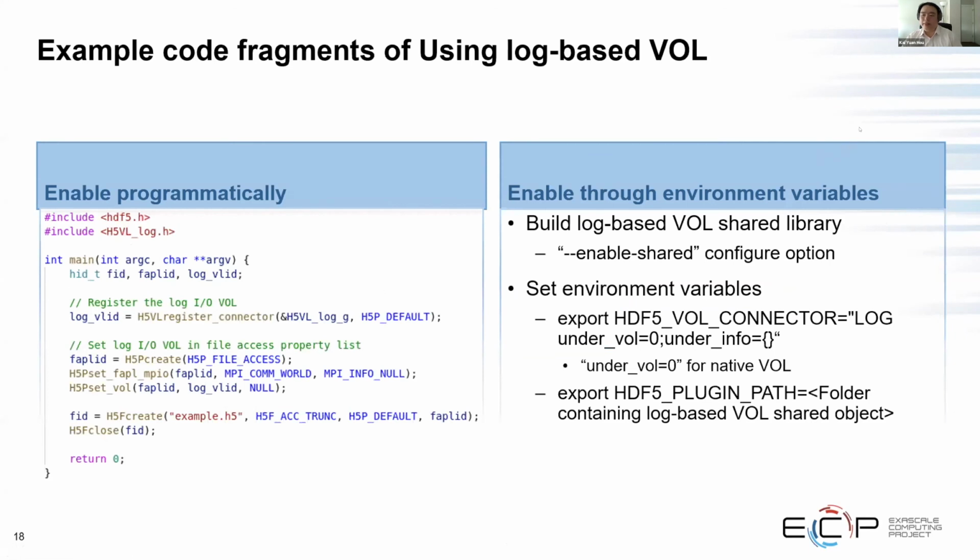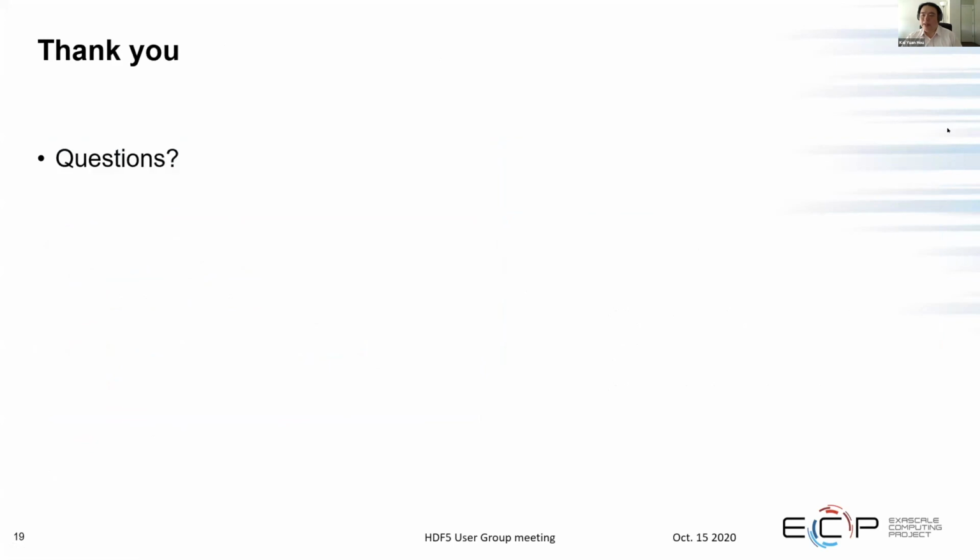Okay. Finally, to end this presentation, we give an example code for using the VOL. Basically, the VOL can be used by programmatically setting up the FAPL, or alternatively, it can be built into a shared library and enabled by an environment variable. Okay, I think that's what I have. Thank you.